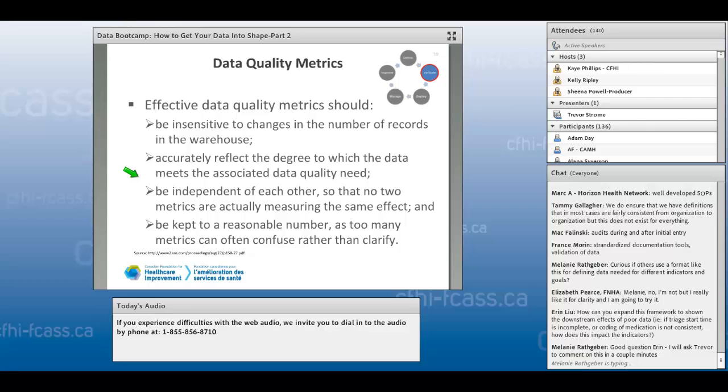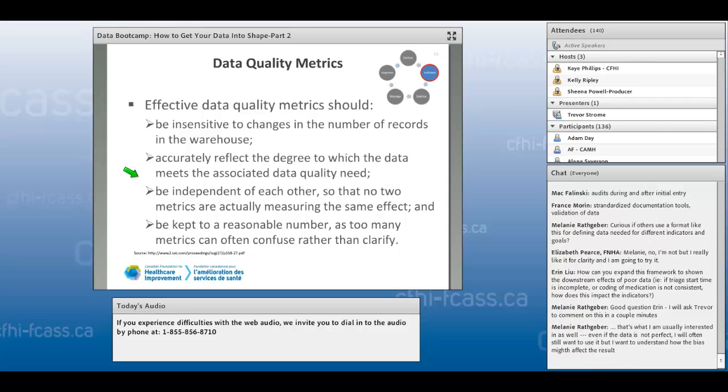Data quality metrics need to be independent of each other, so we're not duplicating the measurement of the same effect, and we need to keep our data quality metrics to a reasonable number. Just like any other metric that we've got for healthcare improvement, if we have too many metrics, they tend to get watered down, or it may be confusing to remember what each one means.